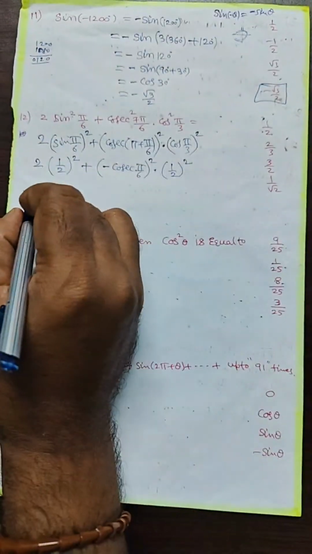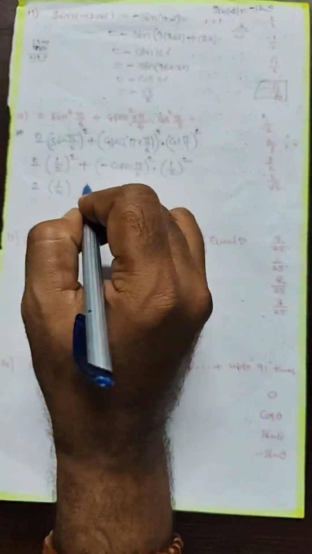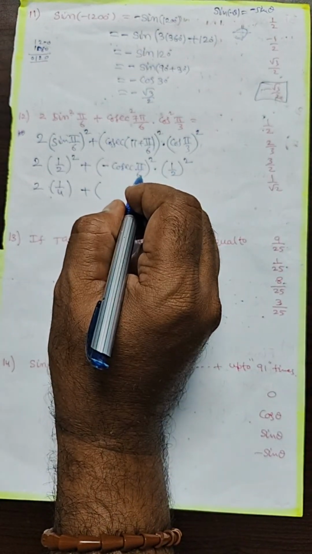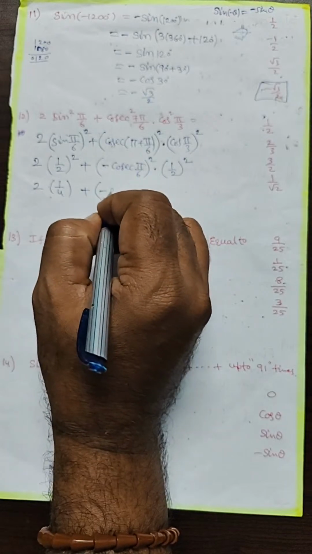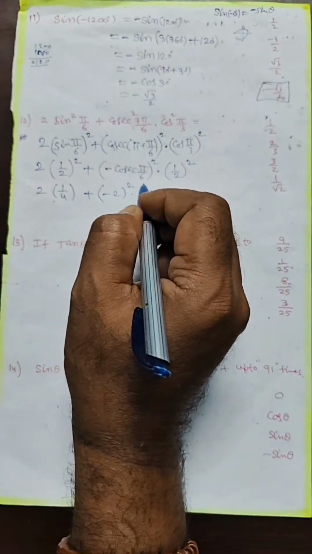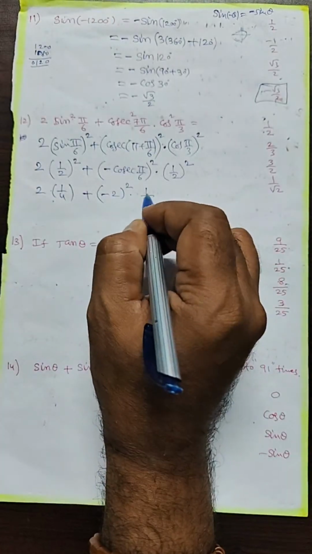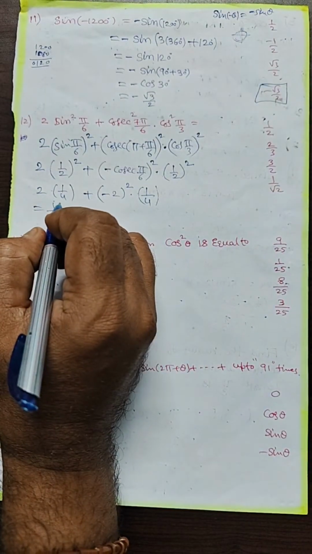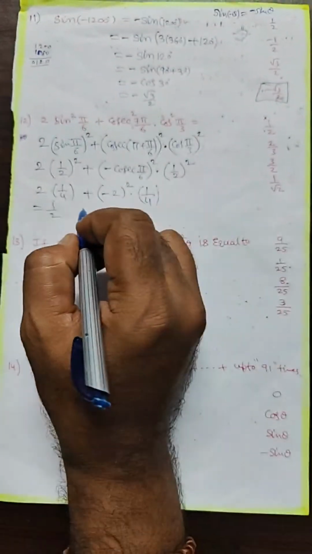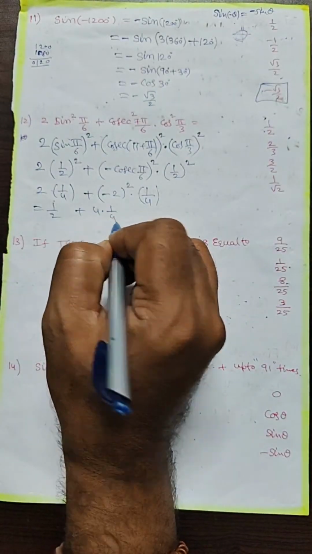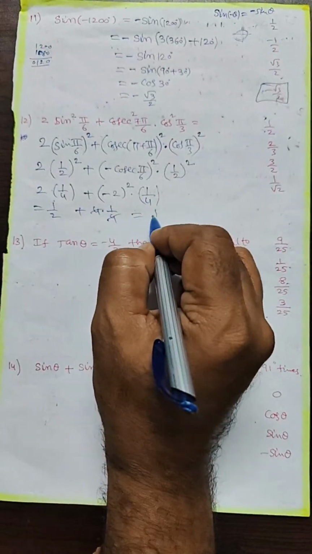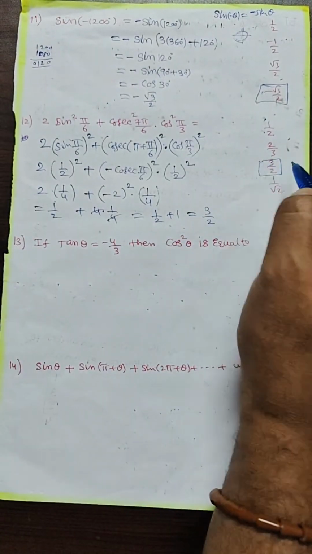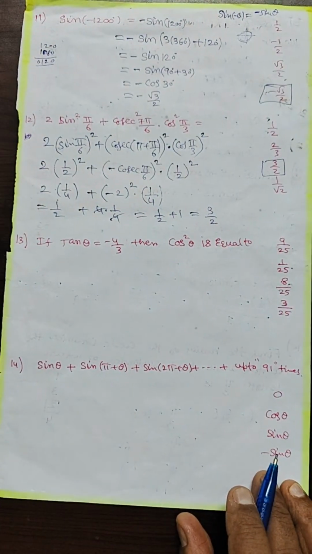Later we will write it this. 2 into 1 by 4, minus cosecant pi by 6 which is 2, whole square into 1 by 2 whole square, so 1 by 4. So 2 by 4 means 1 by 2 plus 4 into 1 by 4. These two will be cancelled. 1 by 2 plus 1, that is equal to 3 by 2. So 3 by 2 is there in this option, dear students.